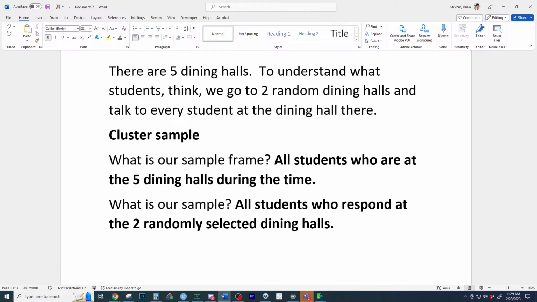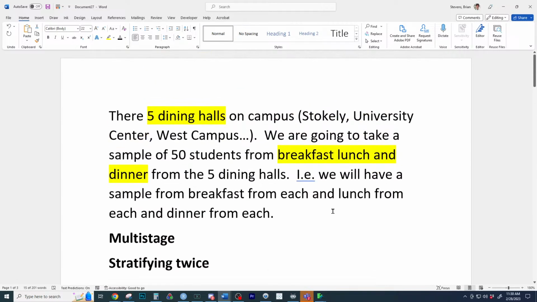So we should add that in, but that's very key right there. The sample is going to be all the students who give us information from the 2 randomly selected dining halls, and we're trying to collect data from all the students. Is this making more sense as we practice? The sample frame is just what is theoretically possible. It's theoretically possible any of these 5 dining halls could have randomly been selected. So with that, we had the possibility of getting any student at the 5 dining halls.